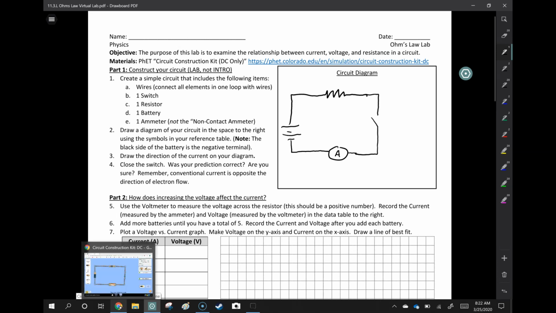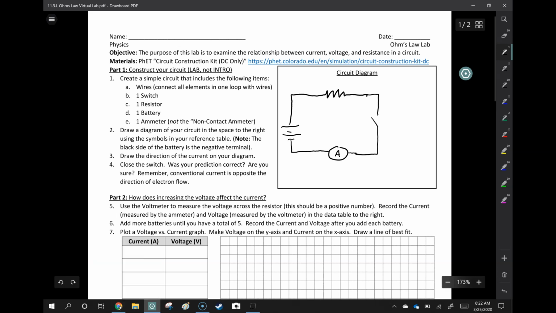I'm getting way sidetracked. Now it says number 3, draw the direction of the current on your diagram. So by convention, the current flows from the positive terminal to the negative terminal. It goes out of positive into negative. I draw way too many arrows there, but you get the idea. You could also draw an arrow like that and call it I. That's another way to do it.